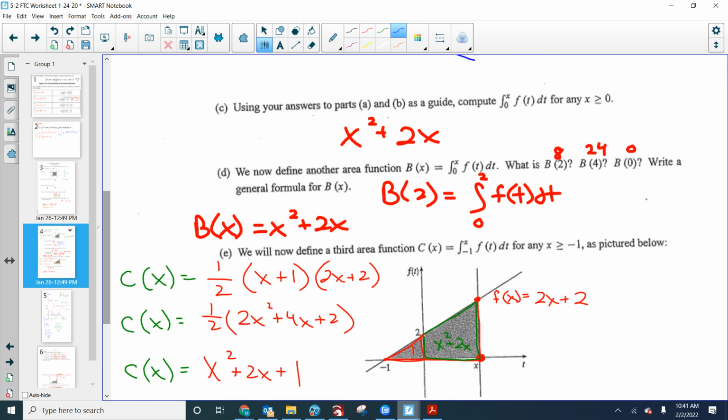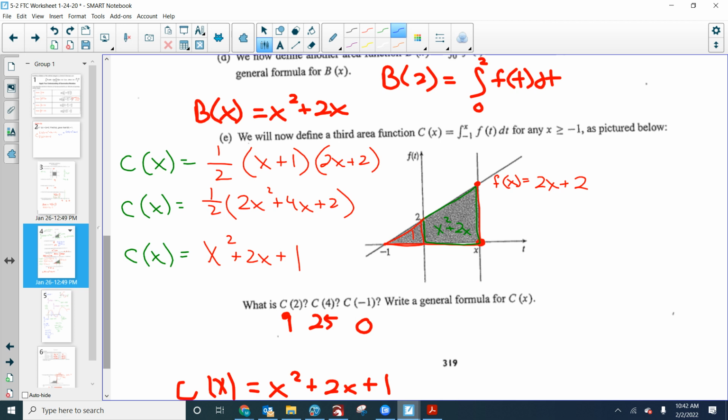But what if we go from not 0 to x, but -1 to x? What does that affect? Does it affect the x squared and the 2x? Hang with me here. Does it affect the x squared and the 2x? For part E, x squared plus 2x. No. Where did that 1 come from? Geometrically? What's that? Good. Yes. Remember the plus c? Doesn't the plus c depend on what point you're given in the original function?